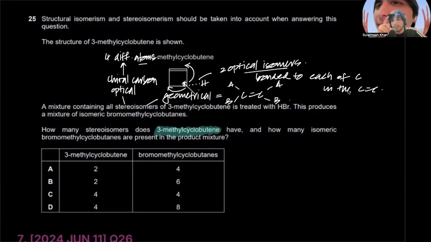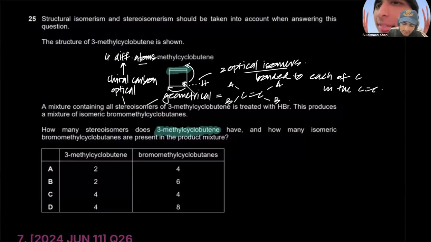Now, there's one question that a lot of students are going to ask here, and that question is, sir, okay, 2 optical isomers exist. That's good stuff. We understand that. But what about this one? Wouldn't this exhibit cis-trans isomerism?